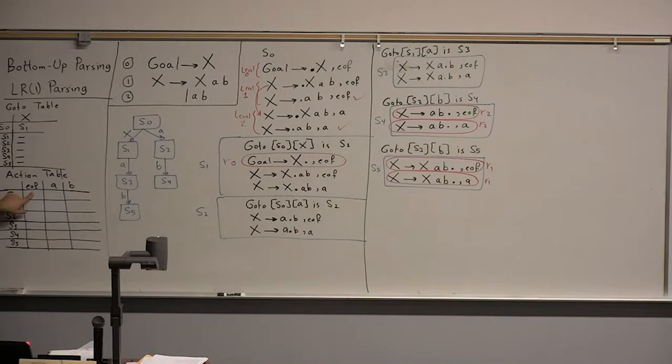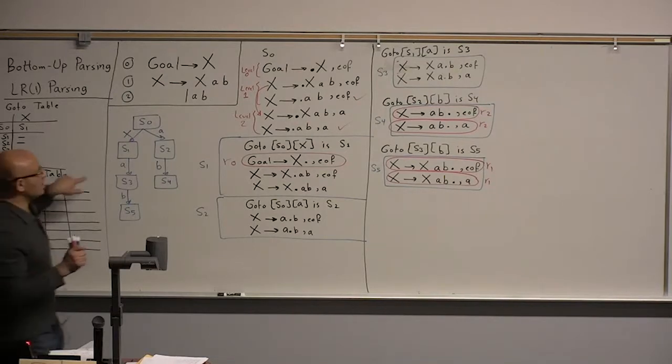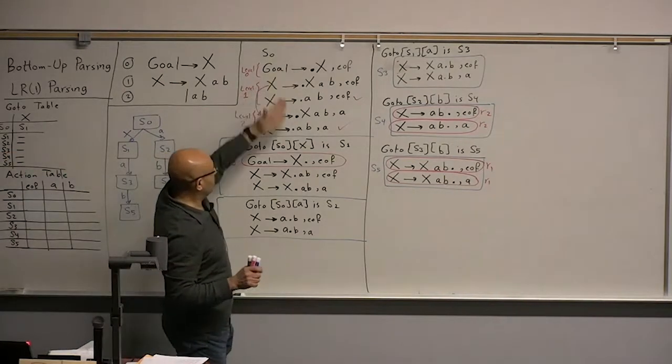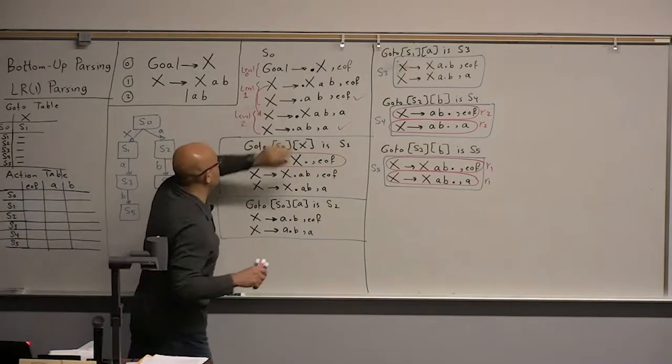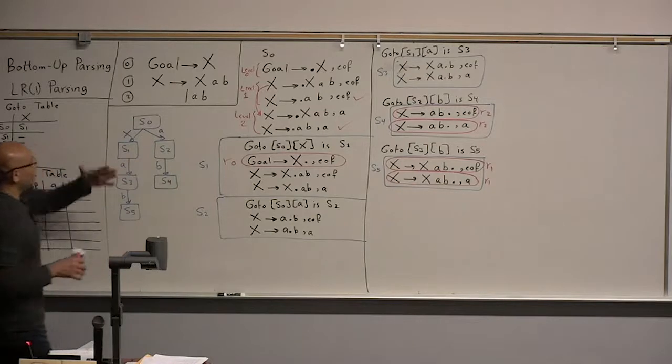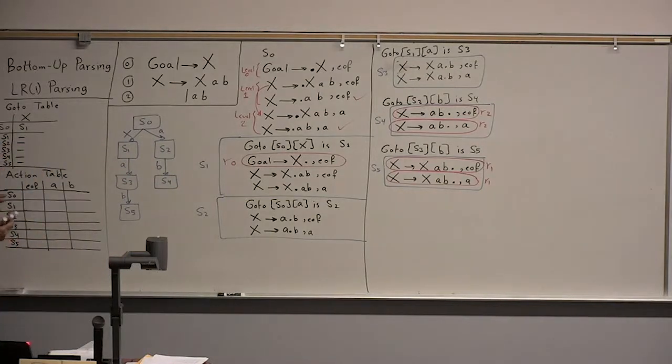Well, first we check for a reduction in S0. Does it have a reduction? No, it doesn't have a reduction because it doesn't have a placeholder at the end. So there is no reduction. And is there a transition? No, there is no transition on end of file, so there is nothing. So we leave it blank. If we are in S0 and we get end of file, then this is invalid.